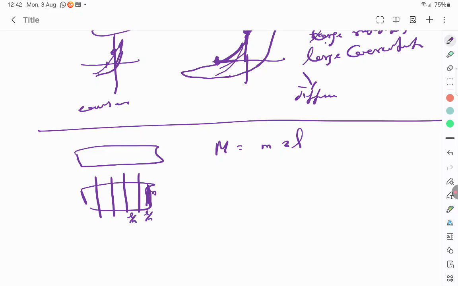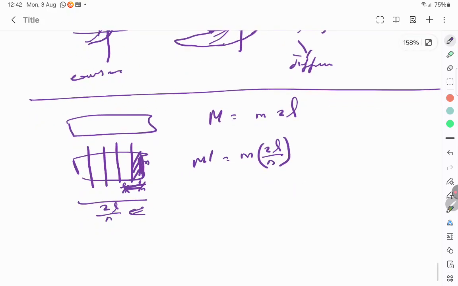Each of these pieces becomes L by n, correct? And you know the total length itself is 2L. So 2L by n is what they're saying. They're not saying it as L by n. That's another point that you should mention. So you know that m dash for one such piece is the magnetic moment remains the same, correct? But the length becomes 2L by n.